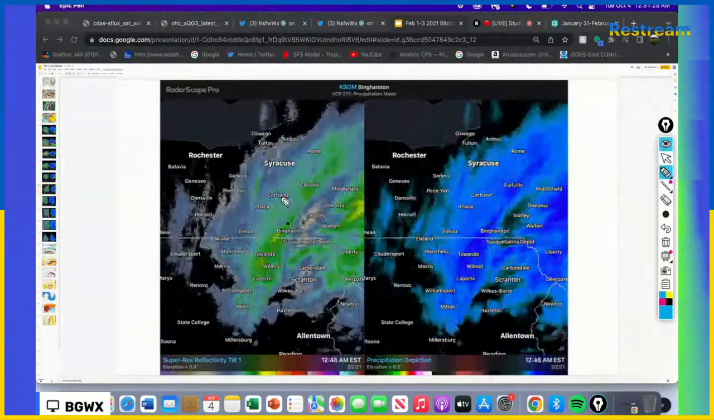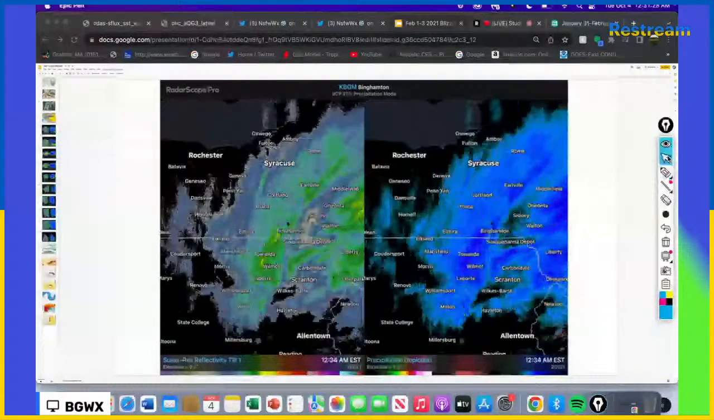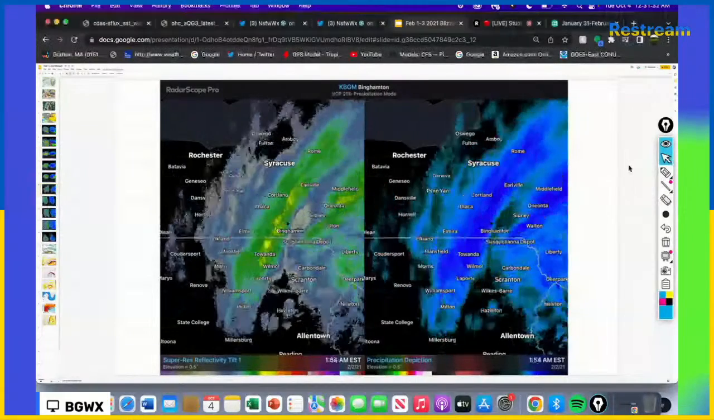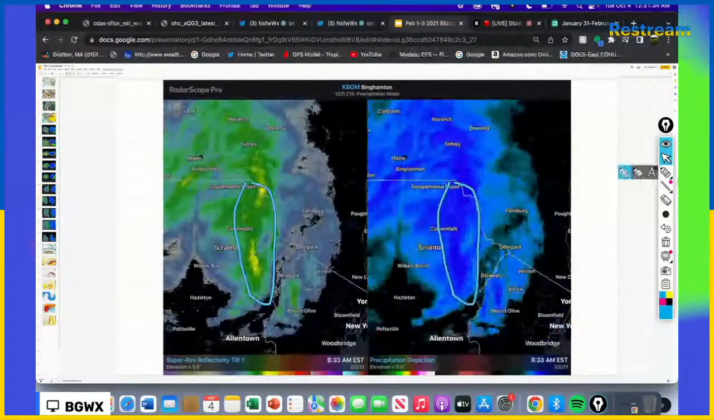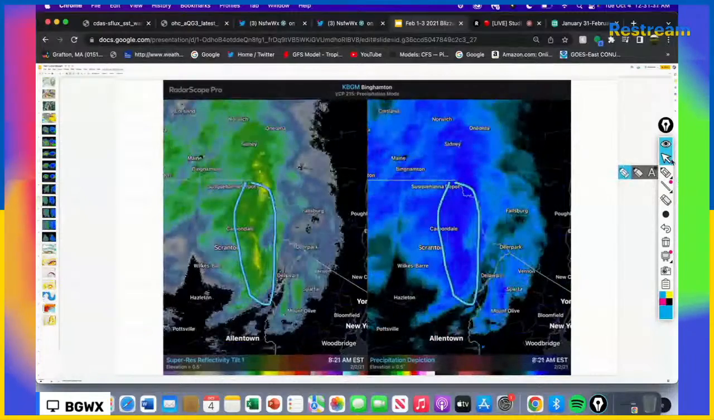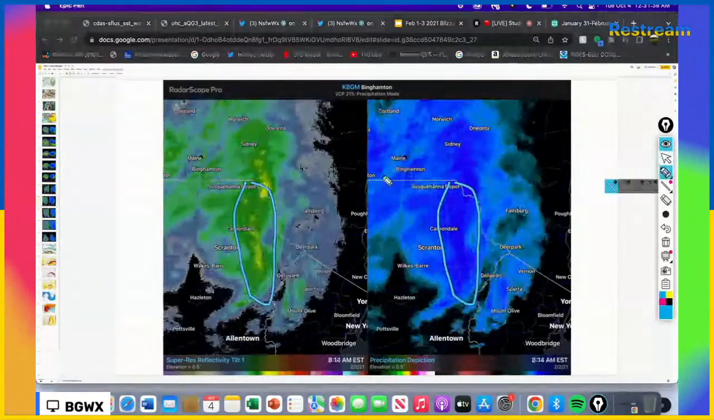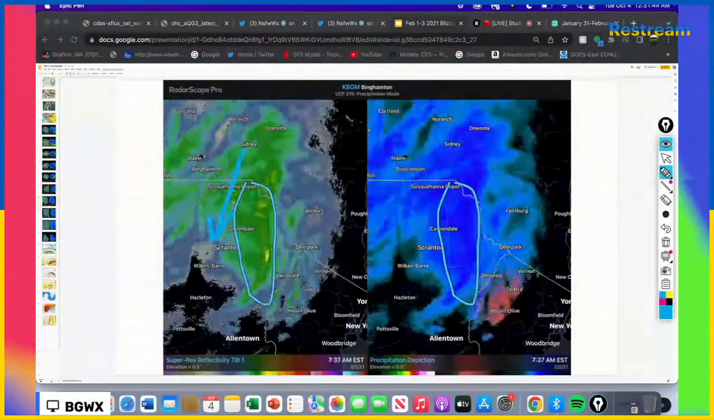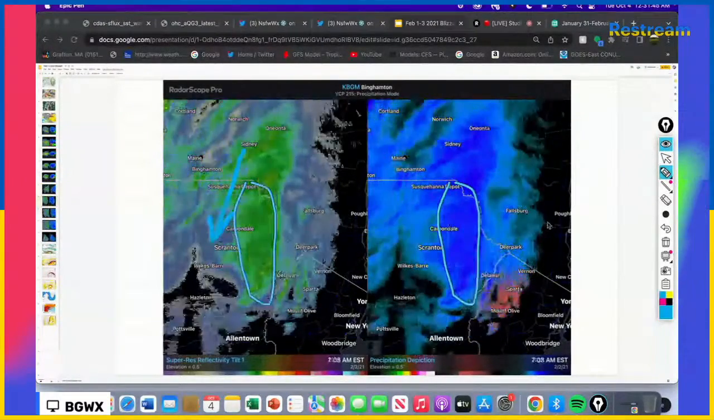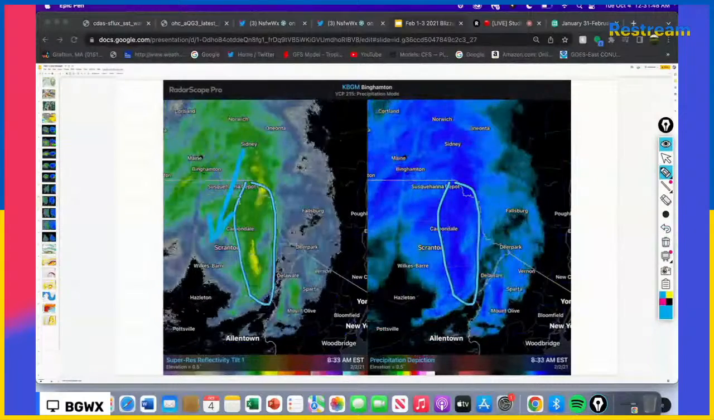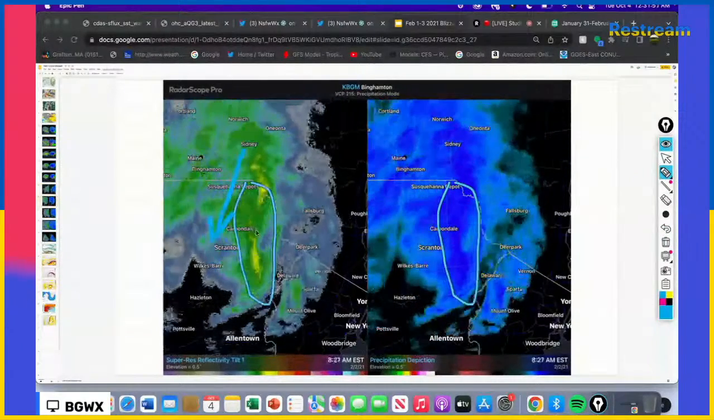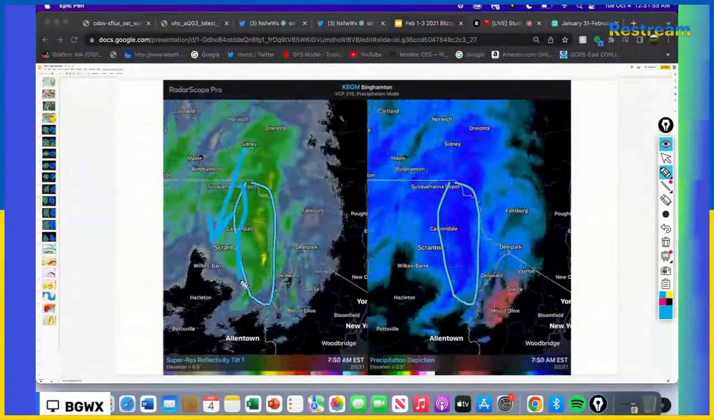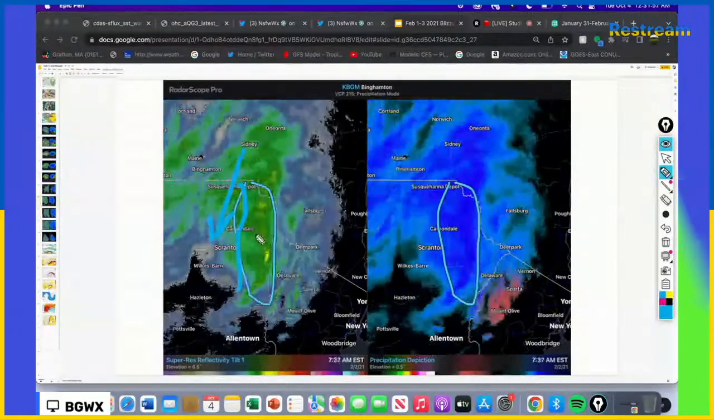Then we play another loop. All right, this is about 6-7 hours later. At this point, notice how now it's getting pulled farther south and west. This is that banding, and this is what allowed these places here along eastern PA, they sat in this banding for a while, and these were really good snowfall rates.